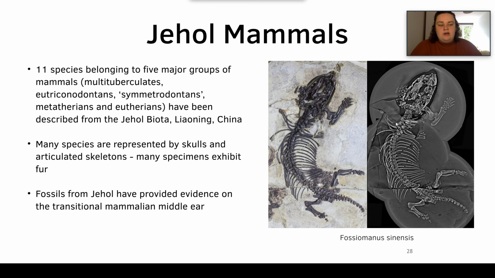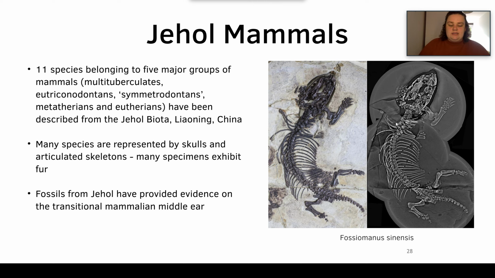So we know quite a lot about our mammals from J-Hole. So this is the same locality that we talked about in the dinosaur lecture. And in J-Hole we found 11 species belonging to 5 major groups of mammals. So we have the multituberculates, I'm not even going to try saying them, the Metatherians and the Eutherians, the Eutriconodontans and the Symmetrodontans, and they've all been described from the J-Hole biota.